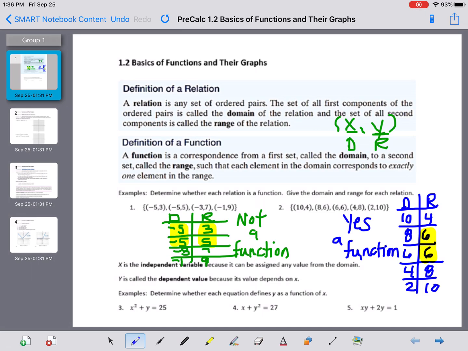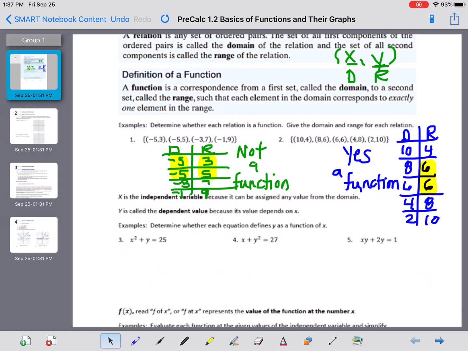Okay, so x is what we call the independent variable, because we can choose anything inside of our domain. So it's independent, we get to do the choosing. Y is called the dependent because it depends on what you chose for your x. Once you find your x, you plug it in, and what number comes out is what ends up being our range, or our dependent variable.